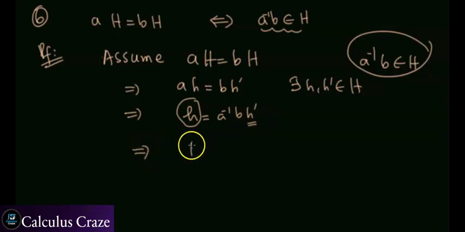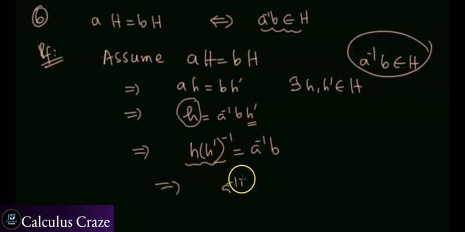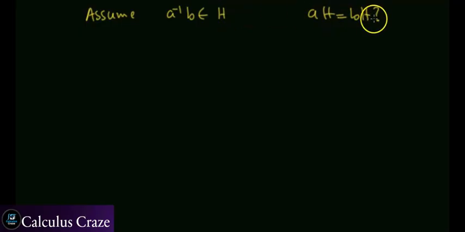So I can take the inverse of this element, then A inverse B is h times h prime inverse. Now this element is inside H. So this shows that A inverse B is inside H. If you have any query regarding this, you can ask in the comment section. We can discuss. The next is assuming A inverse B inside H and showing that AH is the same as BH. We will show this.